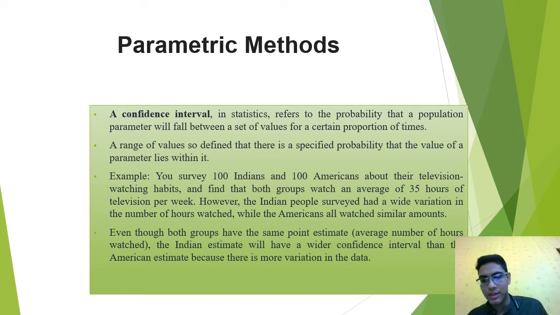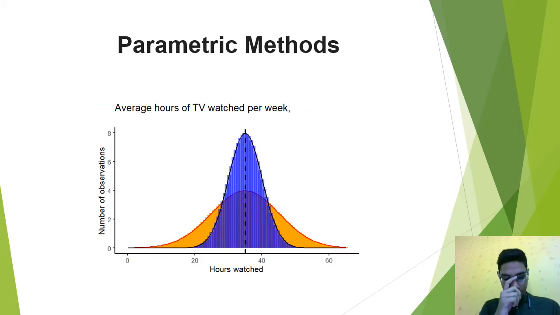Whereas among Americans the values are like 35, 34, 36, 37, and so on; they don't have much variation. They have similar amounts. Even though both groups have the same point estimate, the average number of hours watched, the Indian estimate will have a wider confidence interval than the American estimate because there is more variance in the data of the Indians. That is the perfect example for the confidence interval. So this is the graph, with hours watched on the x-axis. The mean is at 35 hours and the number of observations is on the y-axis.